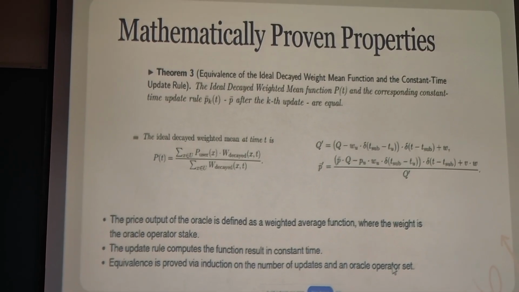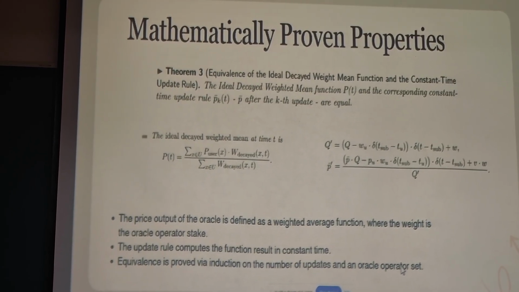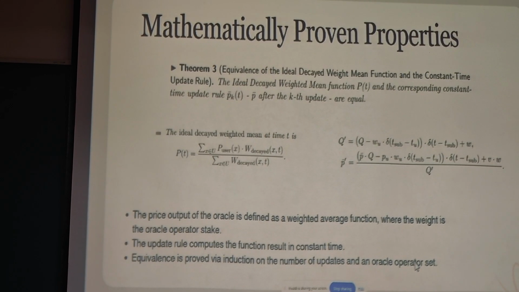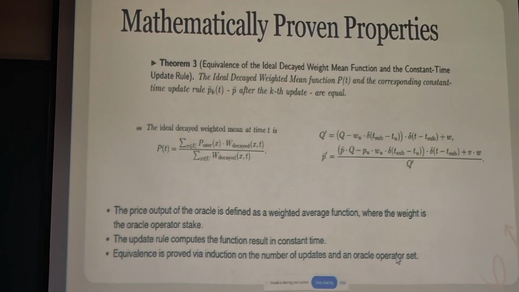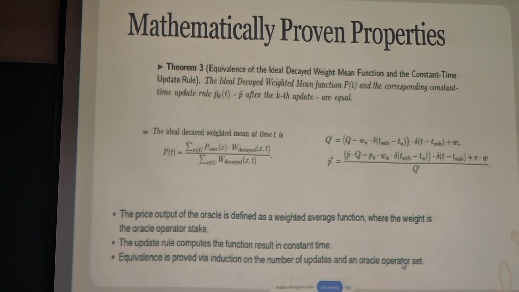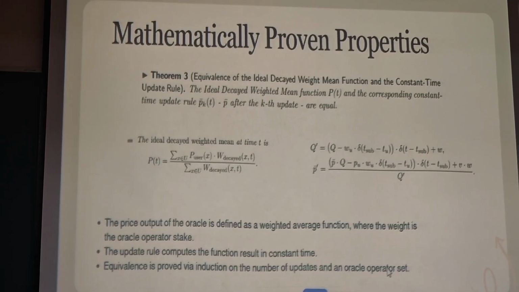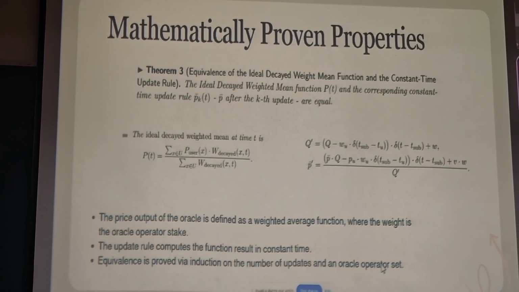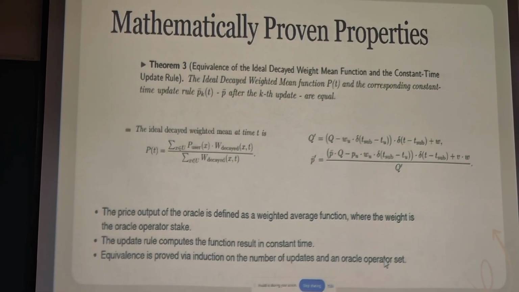So the second one is that the formula that we use for representing the weighted average of the price, the constant update rule that's used in this smart contract, is equivalent to the explicit, ideal function. On the left is the ideal decay weighting function, and on the right is the constant time update rule that's implemented in the smart contract. You can show that these are equivalent by doing an induction on the number of updates.